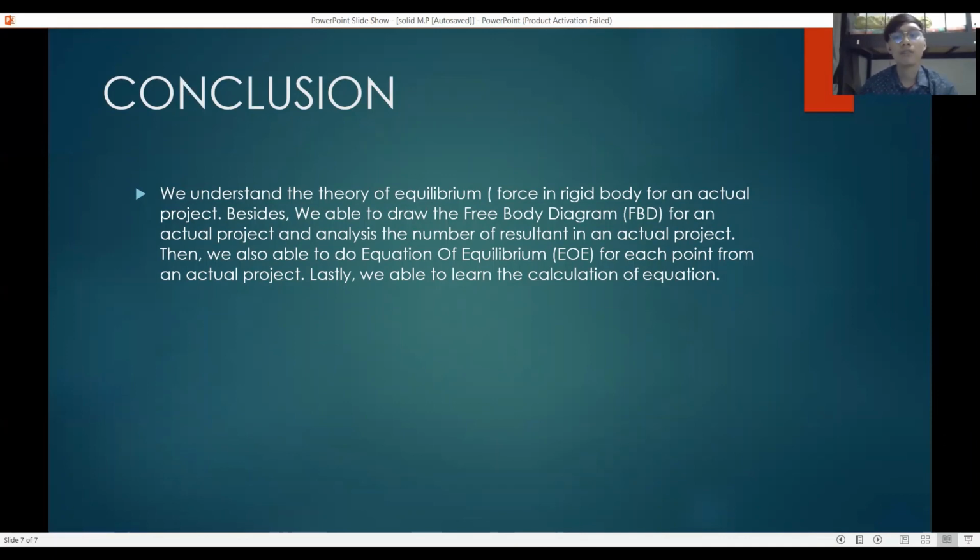Lastly, we are able to learn the calculation of the equations. That's all for our group. Thank you.